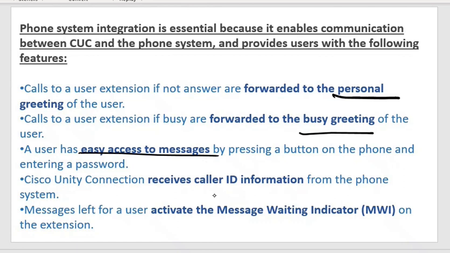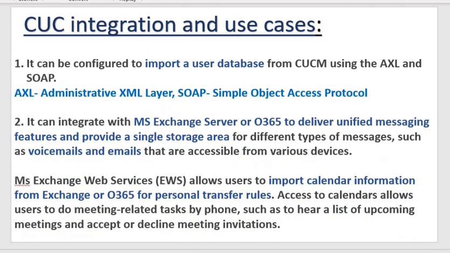Then Cisco Unity Connection receives caller ID information, so it tells you which caller, which user, extension and name the message is received from. When messages are left for a user, it activates the message waiting indicator. So there is a notification that you can see. If you're using, for example, a Jabber soft phone, you will see a message icon there. If it's a physical phone, then you will see a red light turned on if a voicemail is received. That gives you an indication that a voicemail has been received.